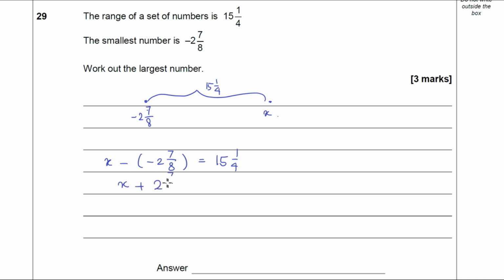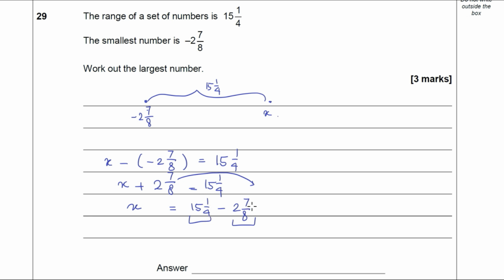x plus 2 and 7 eighths is equal to 15 and a quarter. So x is equal to 15 and a quarter minus 2 and 7 eighths. Why is it minus? Because it's positive and we move it to the right hand side, it becomes minus. Now we need to solve this. This number, take away this number.